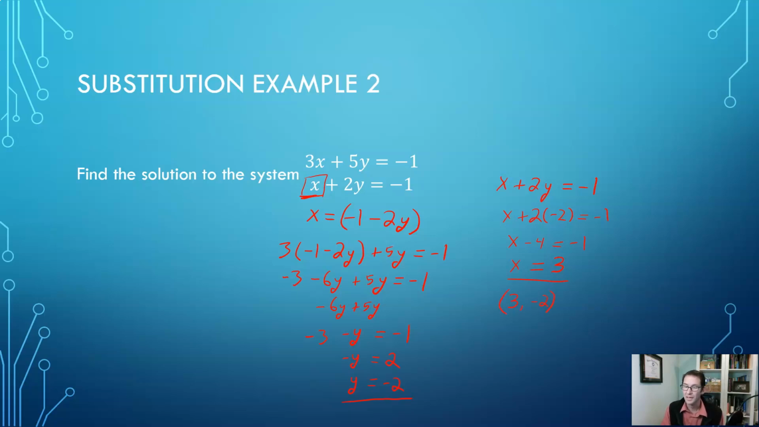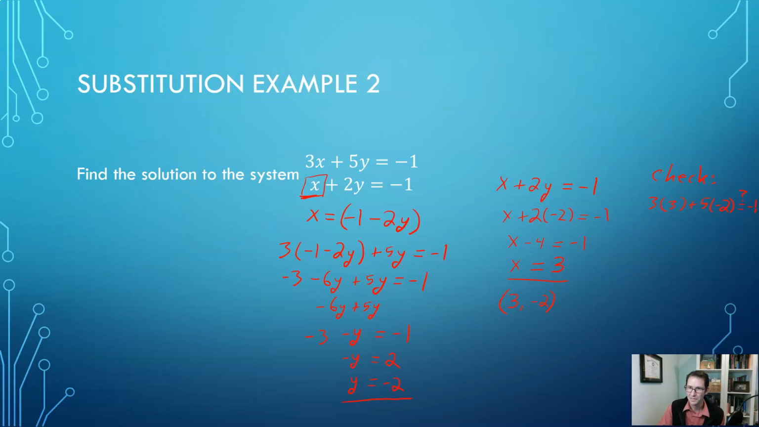I feel confident that I got that one right, but not so confident that I want to submit that to the world to see on a video without checking my work. So let me plug this into the equation that I didn't just use to check it. So in this case, I'm going to put a 3 in for the x. So here's a 3 times 3 plus 5 times -2.